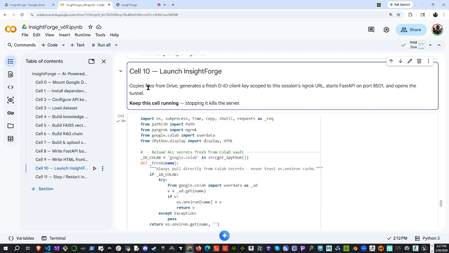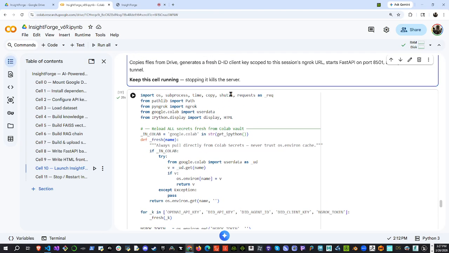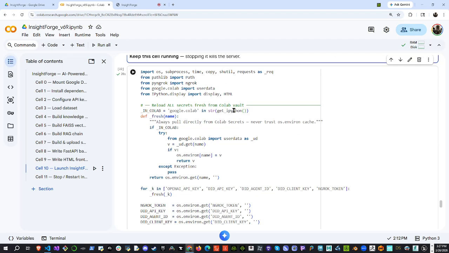But this copies the files from the drive and generates the fresh D-ID client key, scoped to the session's ngrok URL. It starts FastAPI on port 8501 and opens up the tunnel. So this is basically working as your server more or less for the session. But you have to keep this cell running. If I were to close this notebook, it would no longer be running and your website won't work. Okay, so stopping kills the server.